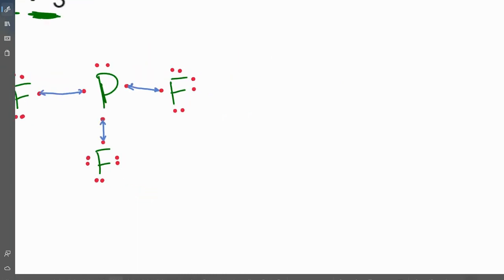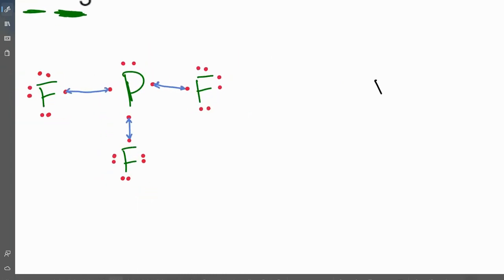So when we redraw this, we've got the phosphorus in the middle with the 2 electrons on top. Then we've got a fluorine on the right, a fluorine on the bottom, and a fluorine on the left. There's a bond between the phosphorus and each of the fluorines. Then each fluorine has 6 electrons around it, 3 pairs. All right, since we don't have any more lonely electrons, that means we're probably done.